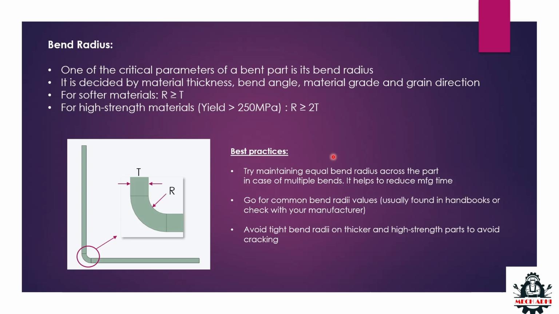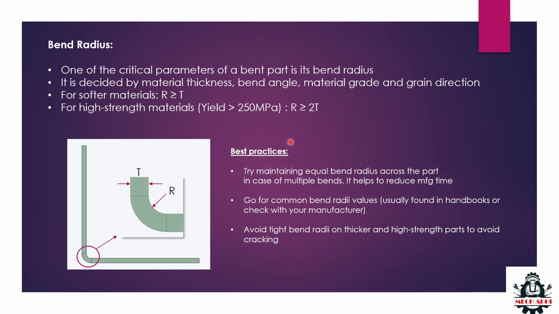So starting with the bend radius, we could categorize bend radius for softer materials and harder materials. Harder materials, I mean high strength materials that have yield strength more than 250 MPa. So usually for softer materials, you should target a bend radius of at least 1 times plate thickness. Yeah, there is a typo here. It should be equal or less in some cases. It's not greater. And then for high strength materials, it should be greater than two times.